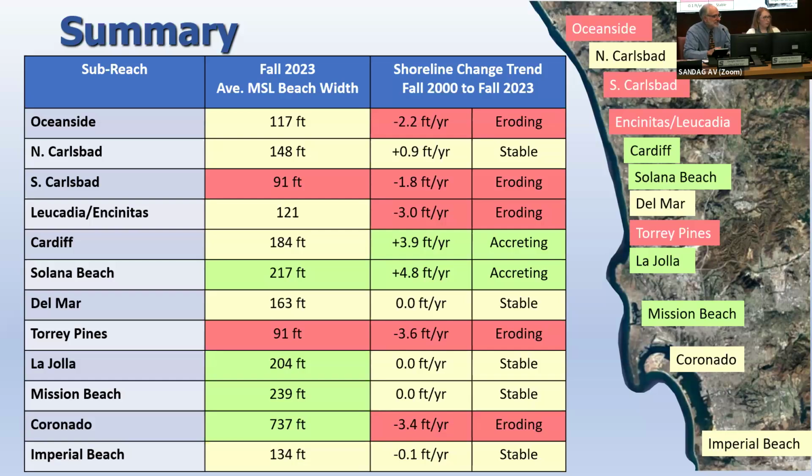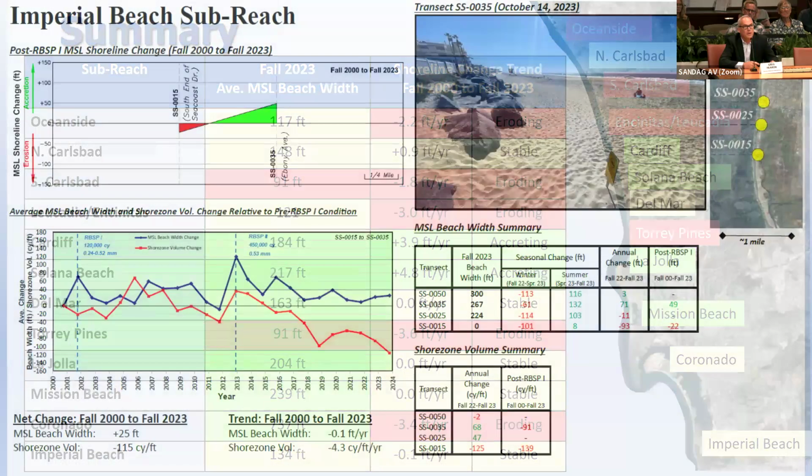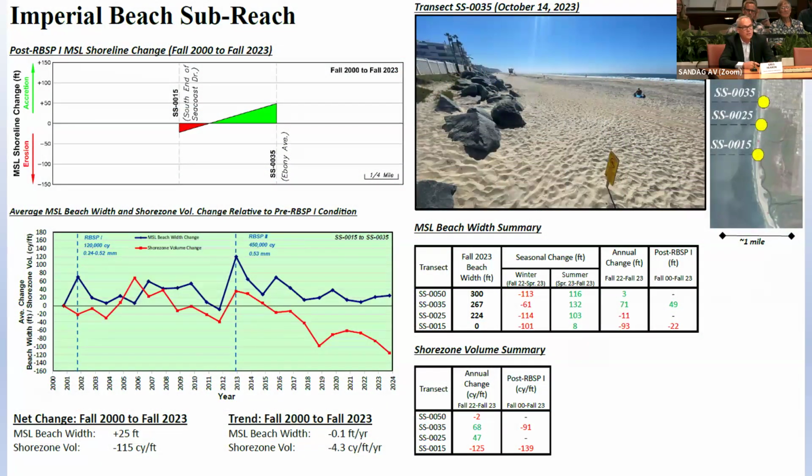Yes. City of Imperial Beach, thank you for the presentation. It is very detailed. I did have a question on the next slide, which is your management considerations. There's a comment under Imperial Beach for quantity matters, and I was wondering if you could expound on that a little bit. Well, it kind of goes back to, if we look at Regional Beach San Juan, the gains that you got from that versus Beach San 2, the gains that you got from that. And that seems to have stuck around a fair bit longer, and it's pretty coarse sand, 0.53 millimeters, as opposed to a range of 0.24 to 0.52.